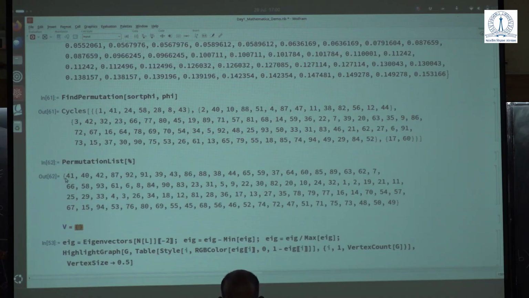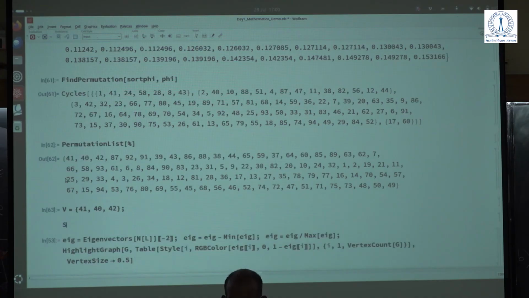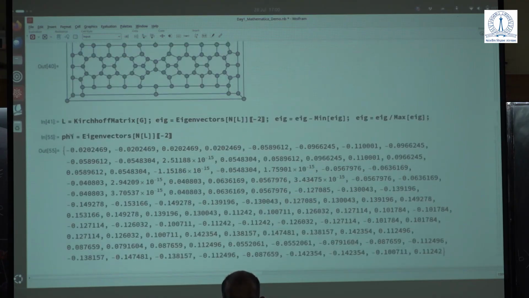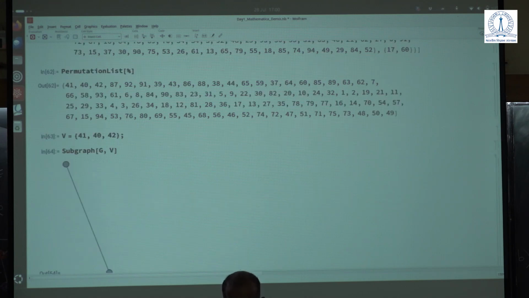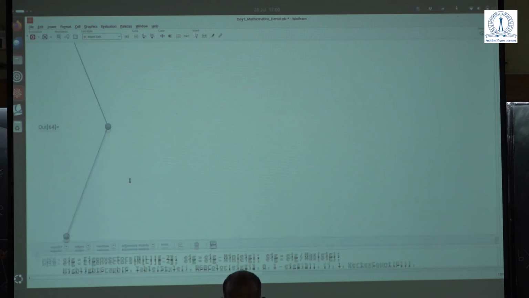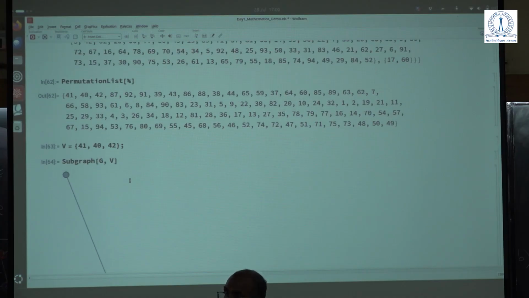V is, let's say, 41, 40, 42. I'll just take the first three. And now, how do I find the subgraph? Okay, so it's taking that subgraph. But then we need to know the cut edges, right? So you need to pick the edge list and then look at what is connected to 40, 41 and 42. Edge list.